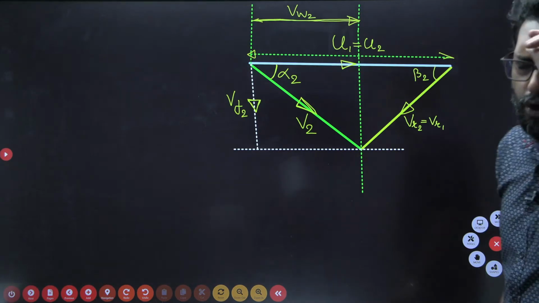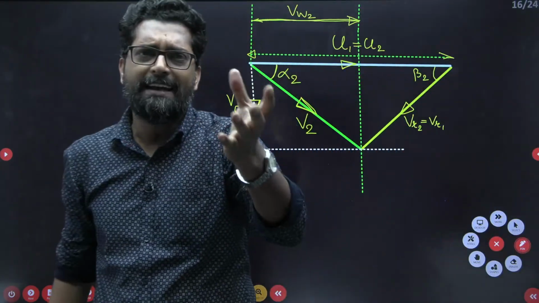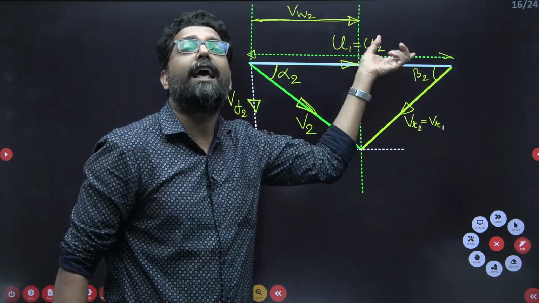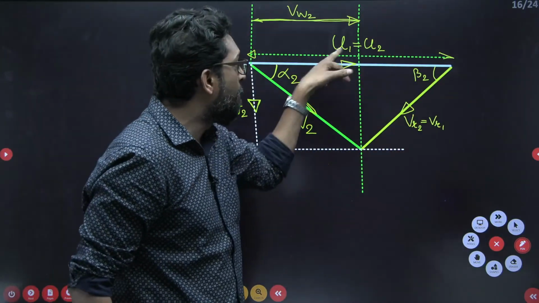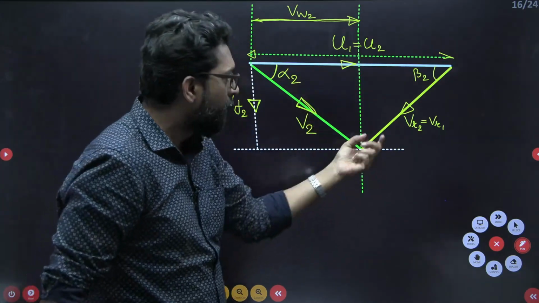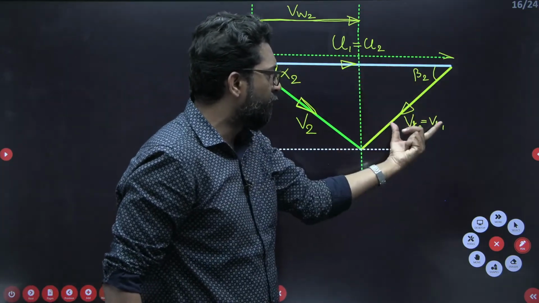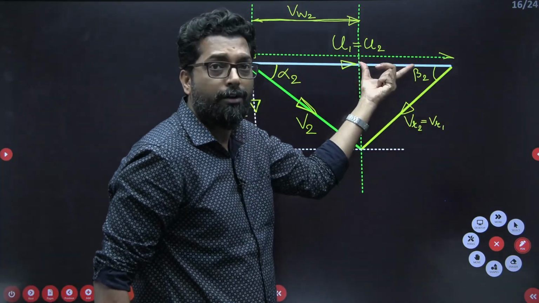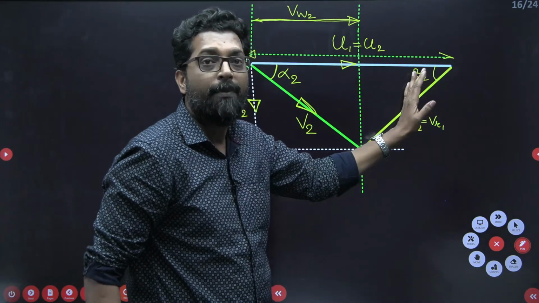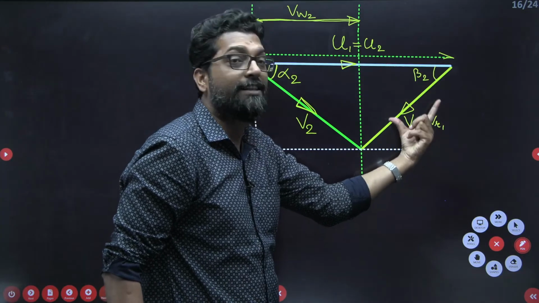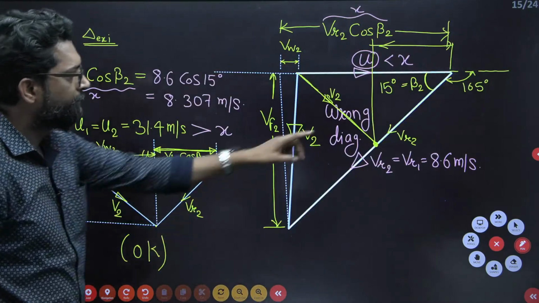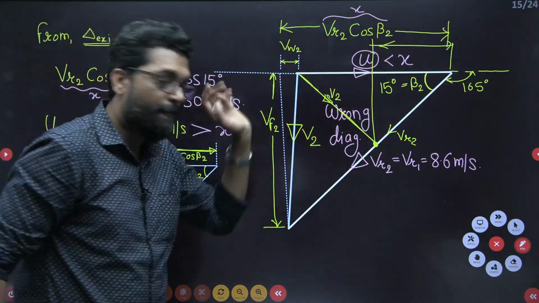So you don't bother about which type of diagram. You just calculate the component of the relative velocity along the horizontal direction and compare with the blade velocity, the rotor velocity. If this component of the relative velocity along the U direction is less than this U velocity, this is the diagram. If this component of VR2 is higher than this U velocity, then this is your diagram. Clear?